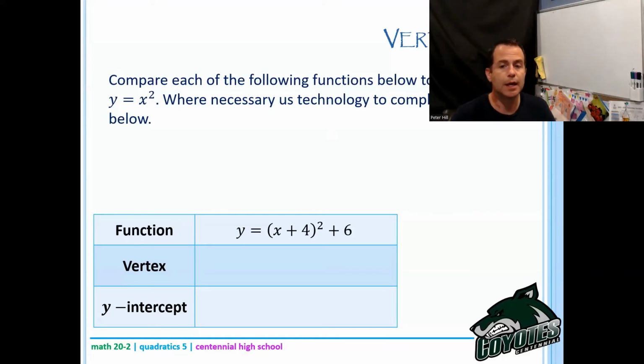Y equals bracket x plus 4 bracket squared plus 6. I'm going to walk you through one more with the graphing calculator. And then after that, I'll leave you on your own with the graphing calculator and just keep showing you the answers, okay? So let's switch over to the graphing calculator.